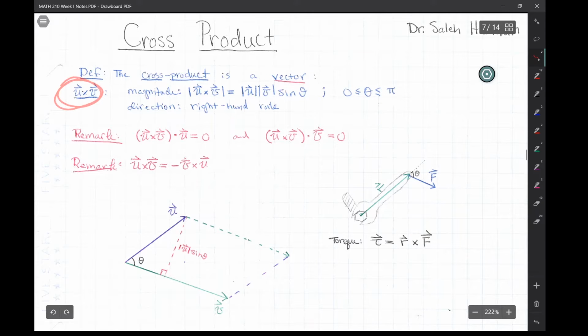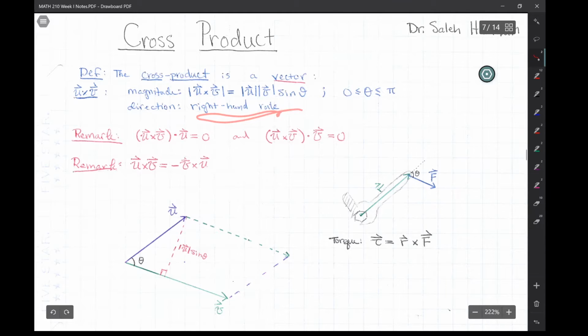So a vector has both magnitude and direction. The magnitude of the cross product between u and v is going to be the magnitude of u times the magnitude of v times not cosine theta, which was the dot product, but sine theta, okay? Still, theta is between 0 and pi. And so that's the magnitude of the cross product. And in what direction is it? It's given by the right-hand rule, okay?